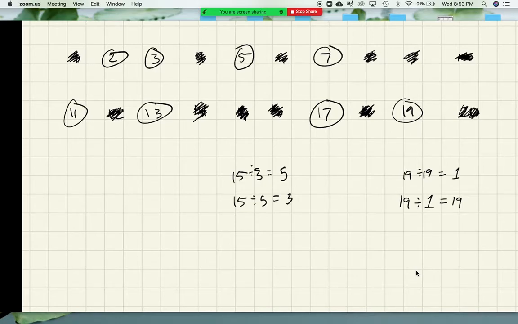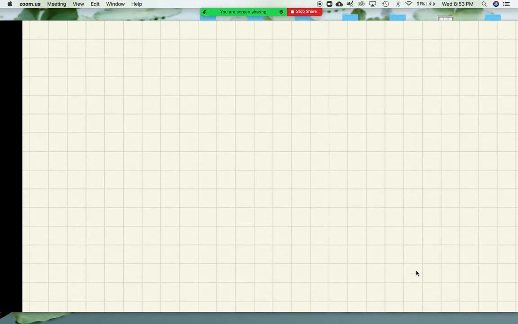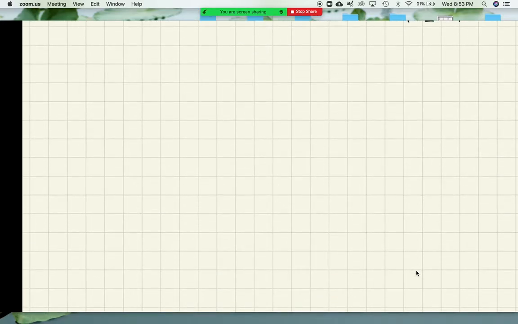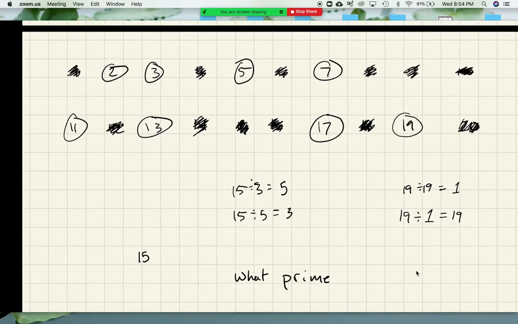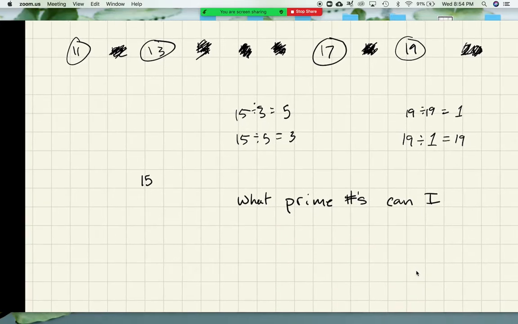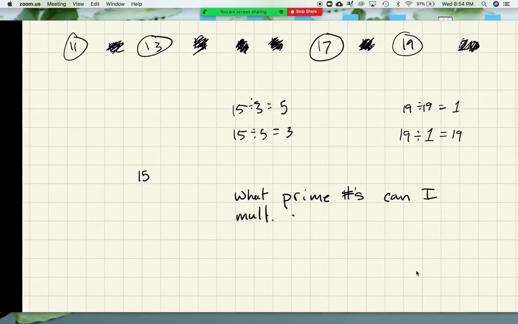Okay. The next thing is prime factorization. Prime factorization just means, if I take the number 15, what prime numbers multiplied together give it? So from this list that I circled, what prime numbers can I multiply and get 15?